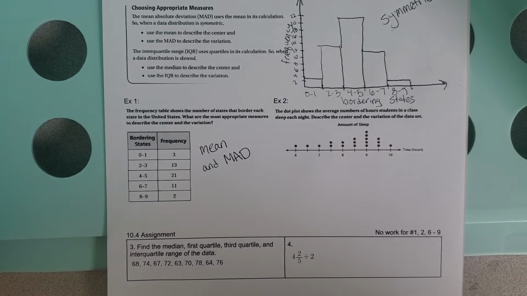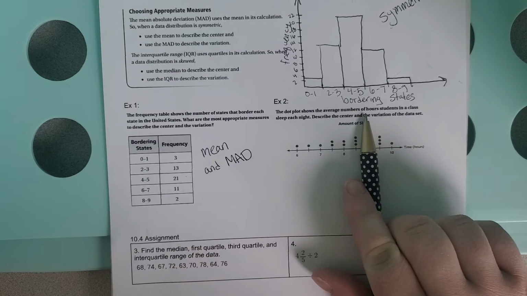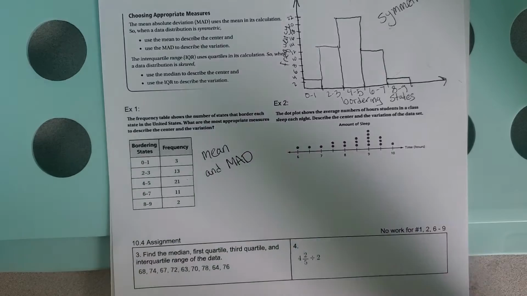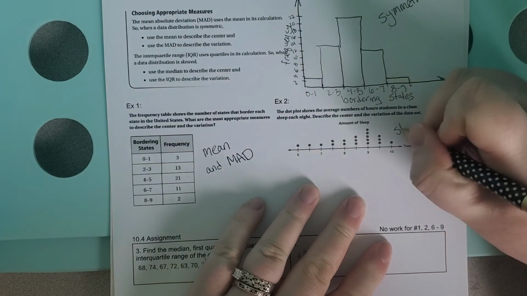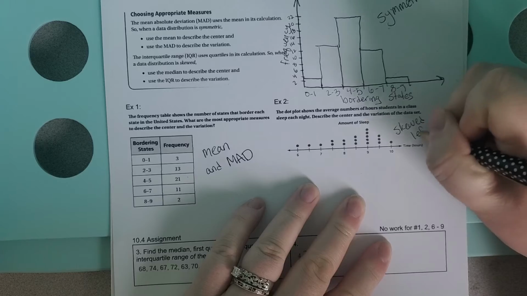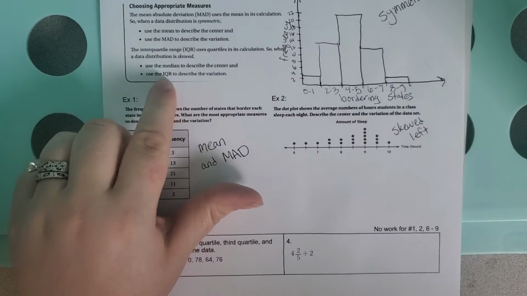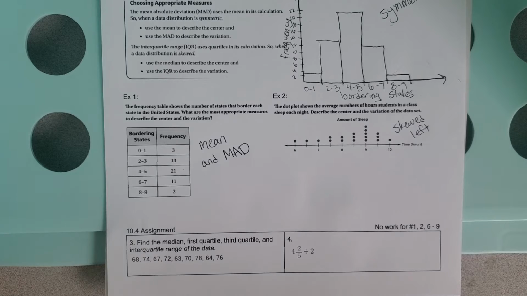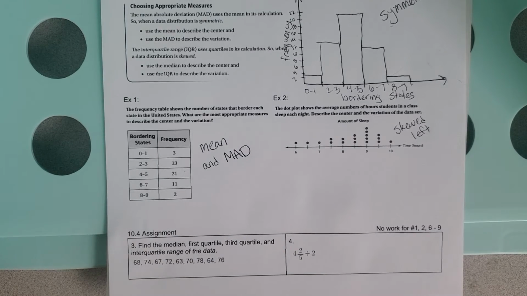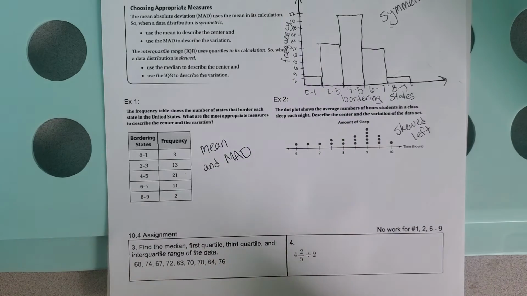All right, example 2. The dot plot shows the average number of hours students in a class sleep each night. Describe the center and the variation of the data set. So first we need to figure out if it's symmetrical or not. It looks like we have a tail going off to the left, which means this is skewed left. So that means we are going to find the median to describe the center and the interquartile range to describe the variation. We need to find those because it doesn't just say which are the most appropriate, it actually says describe them.